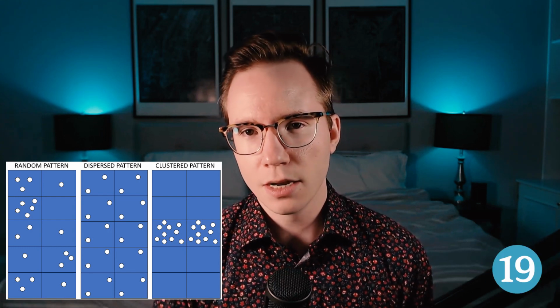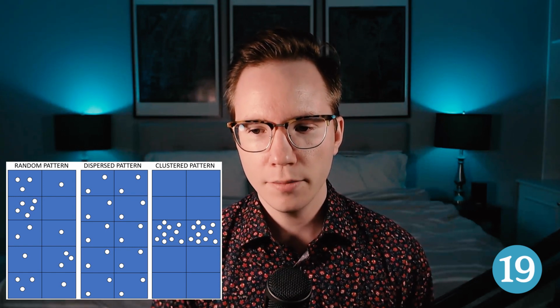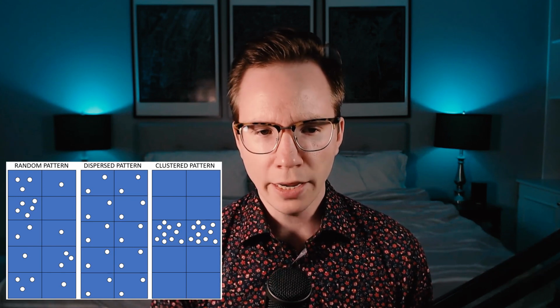And in the last example, we have a clustered pattern, which shows a VMR of 8.9, which is greater than 1, thus it's a clustered pattern. And in each of these three examples, you can see how the numerator and the denominator of the variance mean ratio calculation affects the outcome in the end.